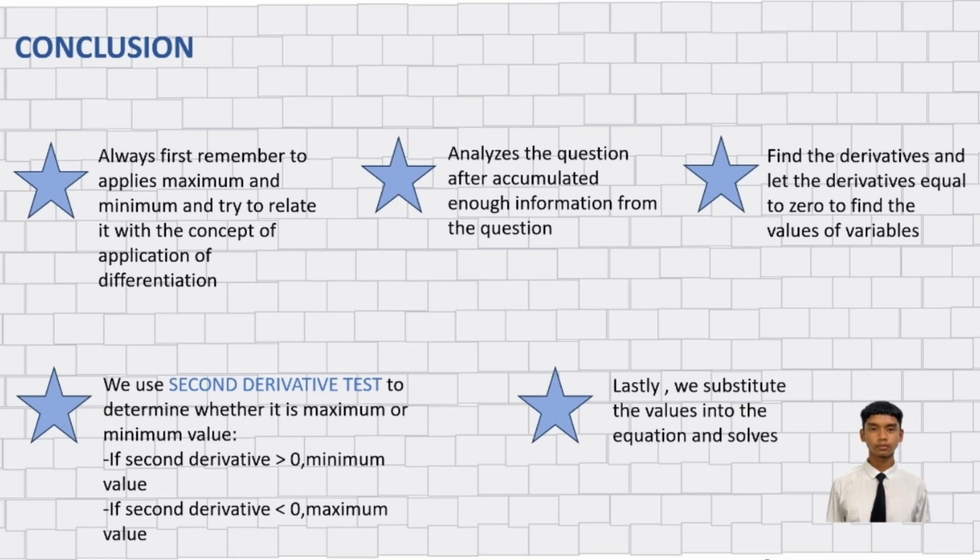So here are some tips. If the second derivative is bigger than 0, the value will be a minimum. If the second derivative is less than 0, the value will be a maximum. So the last thing is we have to substitute the values into the equation and solve the equation. That's all.